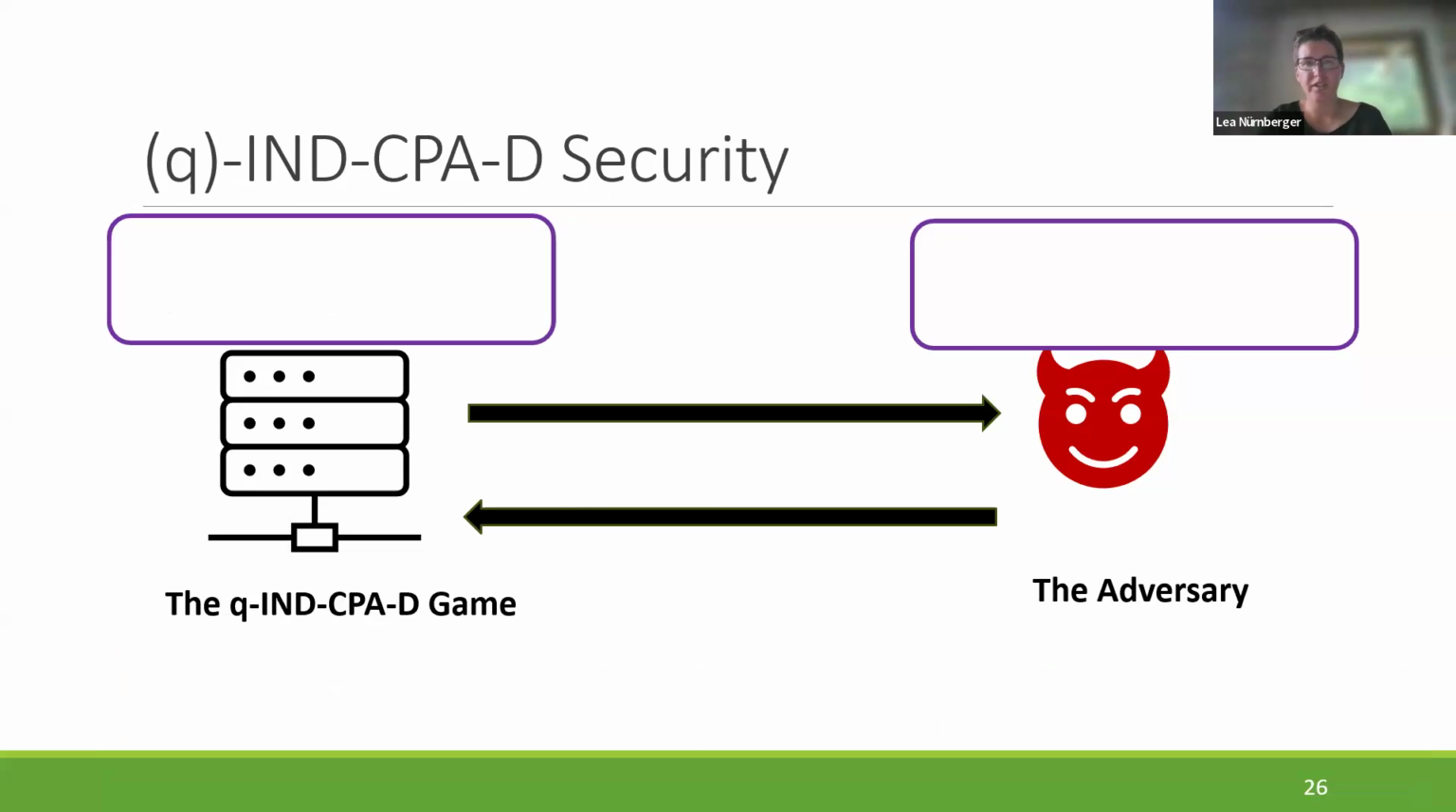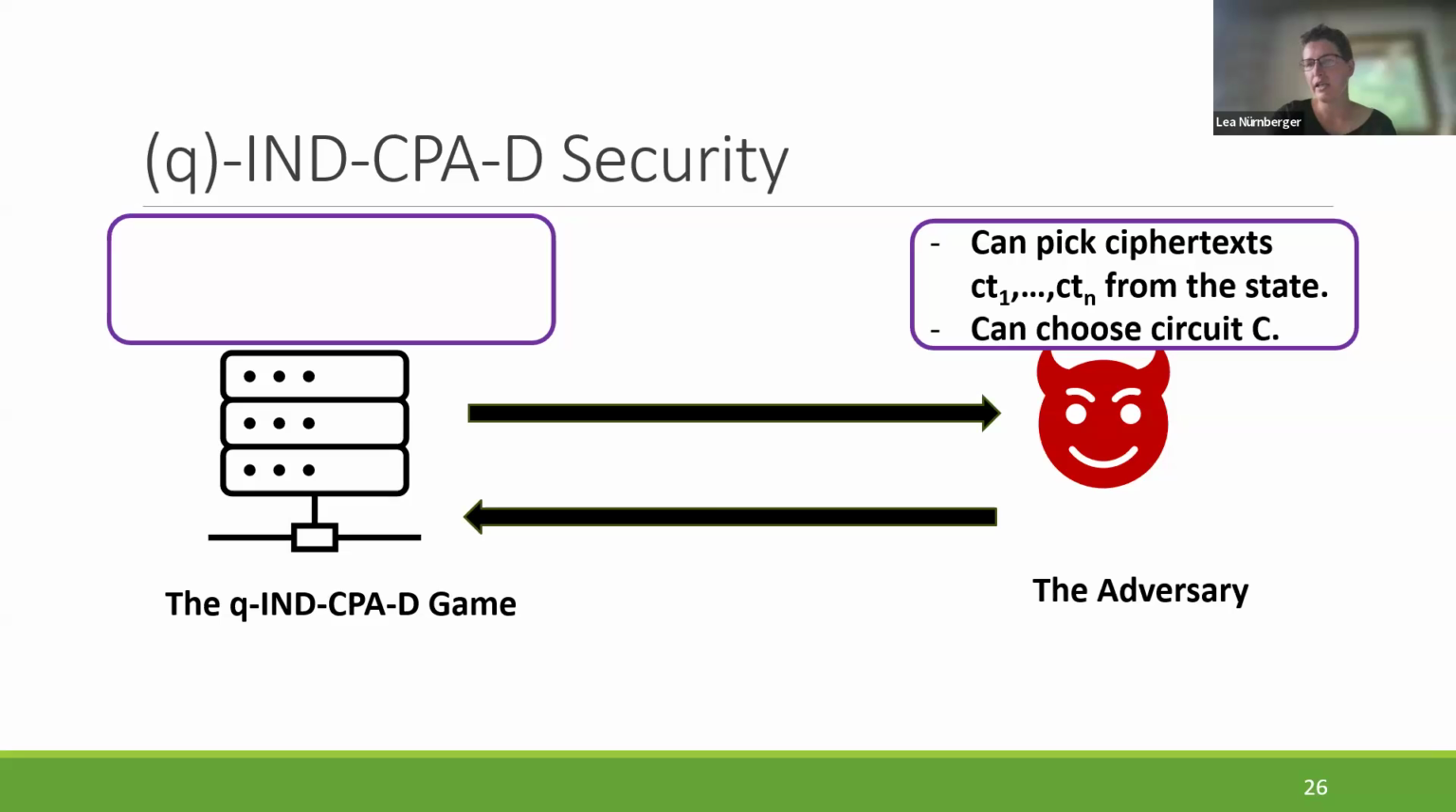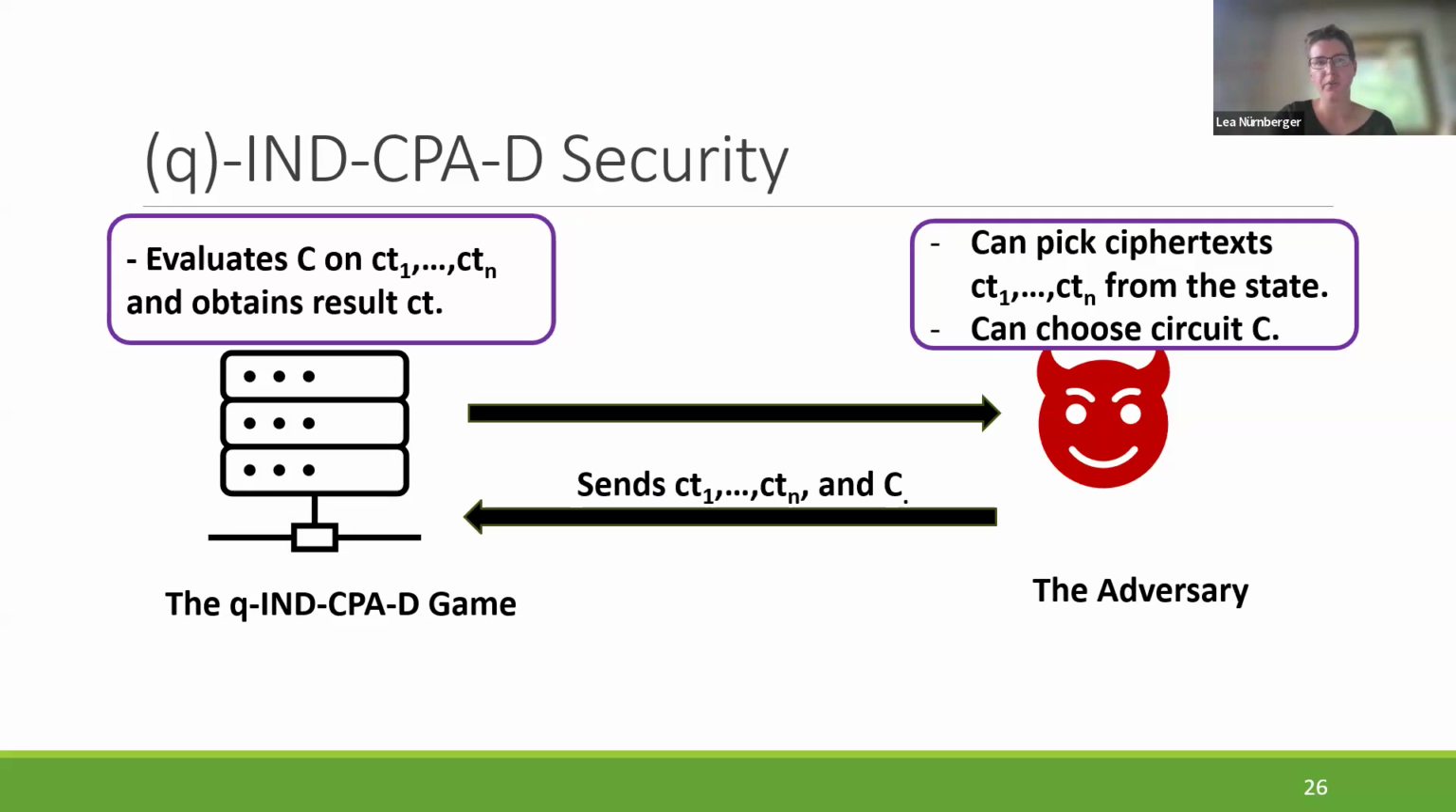Now, in the q-IND-CPA-D game, we still have the original NCPA game, so the adversary can do all the things that it was able to do in the NCPA game, but it is also allowed to do some more things. So, for example, it can pick a ciphertext from the state, because the ciphertext needs to be honestly generated, and it can choose a circuit C. Now it can send the ciphertext and circuit to the q-IND-CPA-D game, and the game evaluates the circuit on the ciphertext, obtains a resulting ciphertext, and sends that back to the adversary.